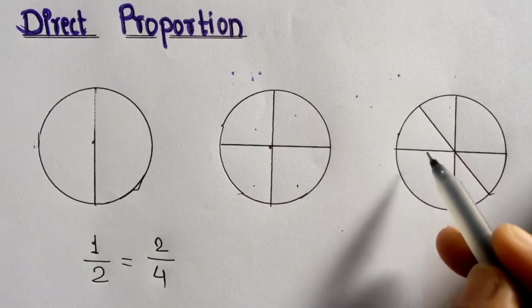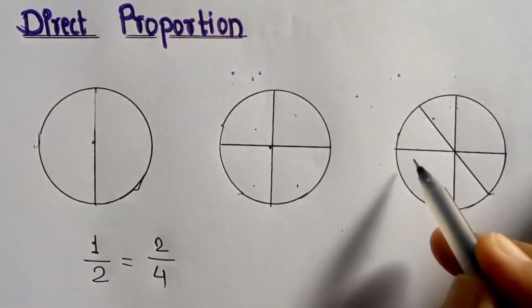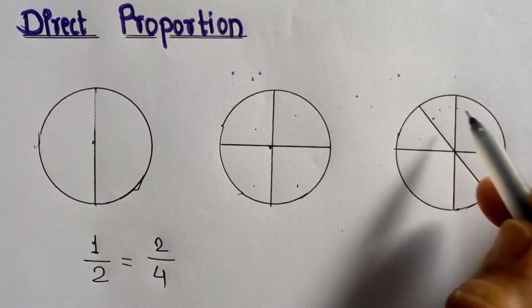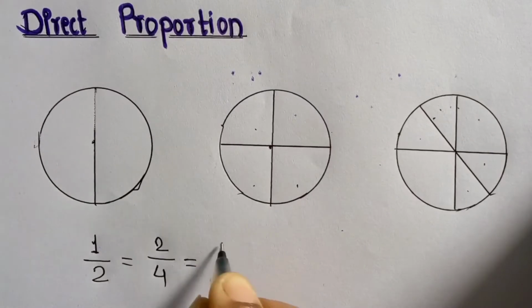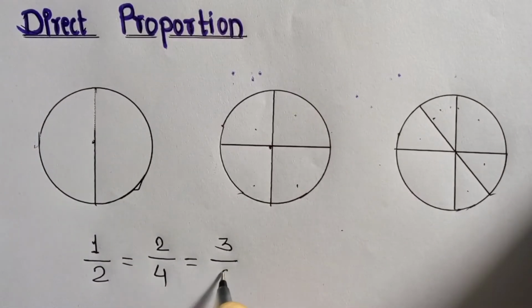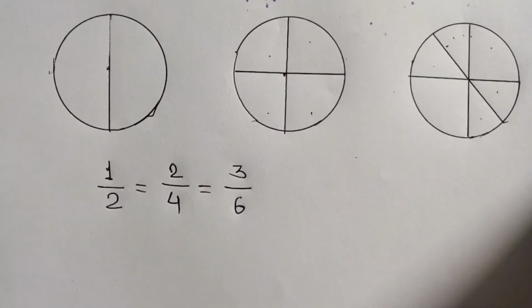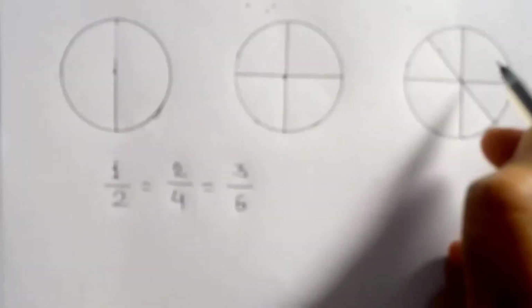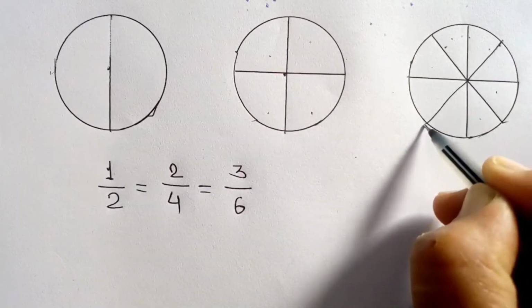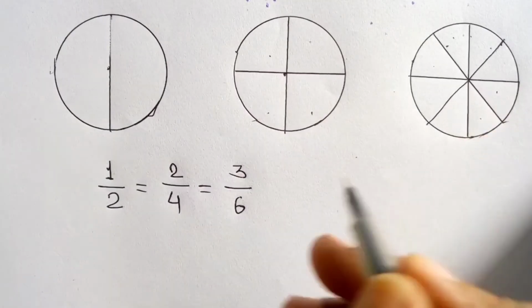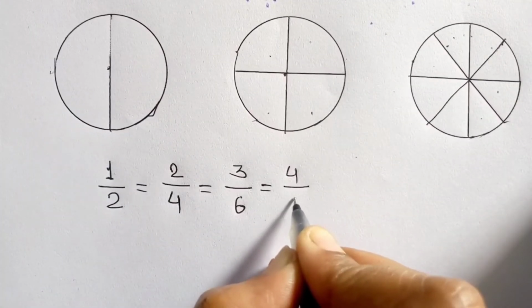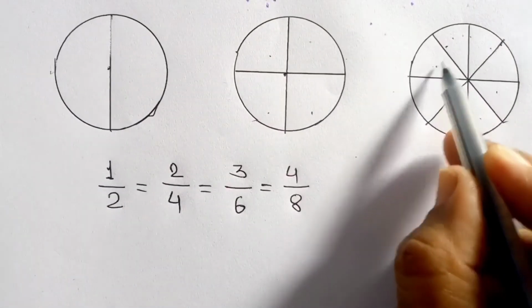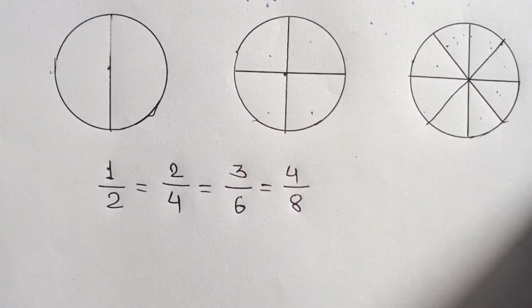With 3 diameters there are 1, 2, 3, 4, 5, 6 parts. So diameters 3 and parts 6. Similarly, if we make 4 diameters, it will be divided into 8 equal parts: 1, 2, 3, 4, 5, 6, 7, 8.